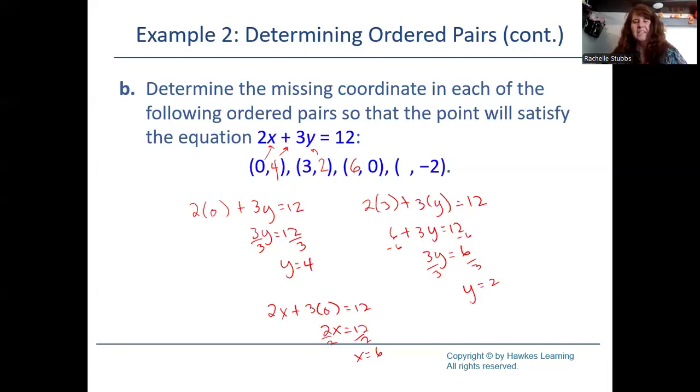And then finally, the last one, we're going to try a negative 2 in for y. 2x plus 3 times a negative 2 equals 12. 2x minus 6 equals 12. If I add 6 to each side, I get 2x equals 18, and x equals 9. And so I could put a 9 here. And so when I'm given one of the ordered pairs, I can substitute it into the equation up here and solve for the other one.